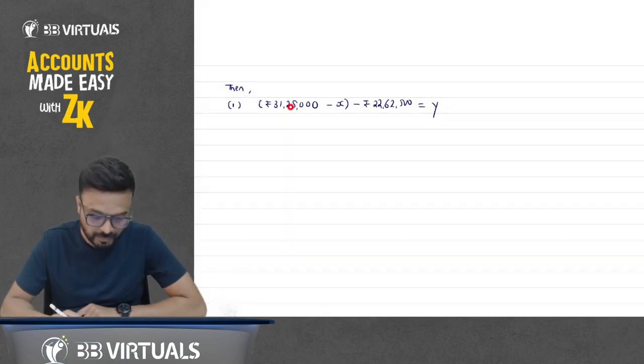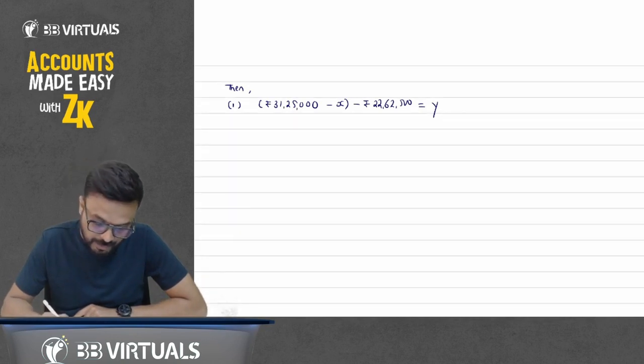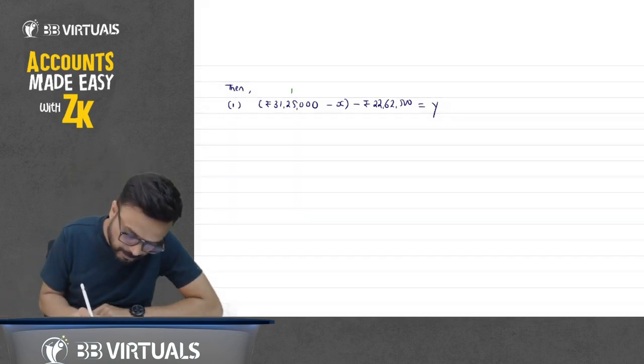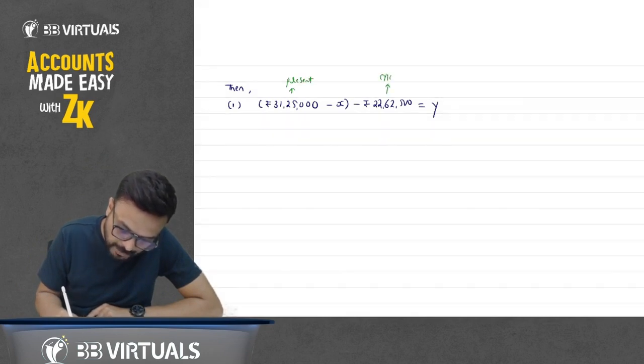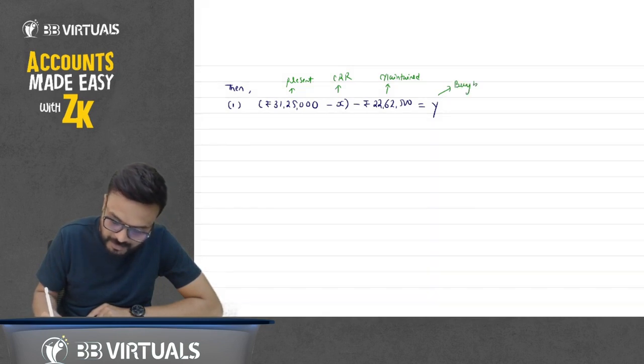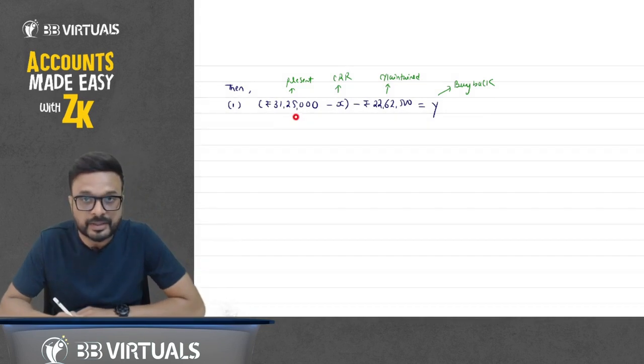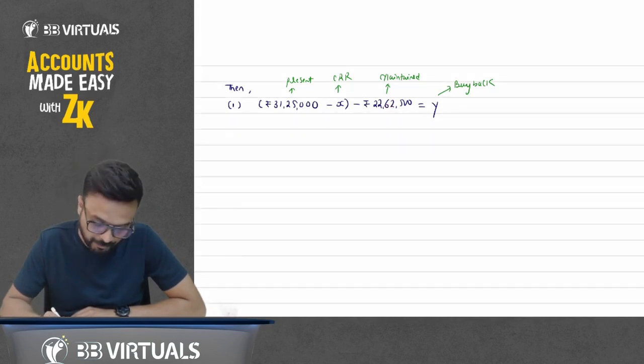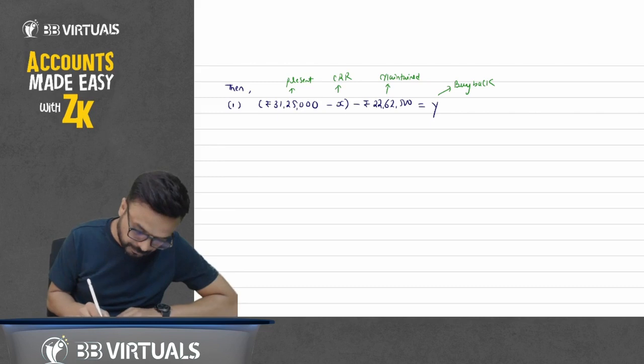This 31,25,000 is the present paid up capital and free reserve. Some will be transferred to CRR, some should be maintained, and the remaining can be utilized for buyback. Do you understand this point? Now write down the second equation there.